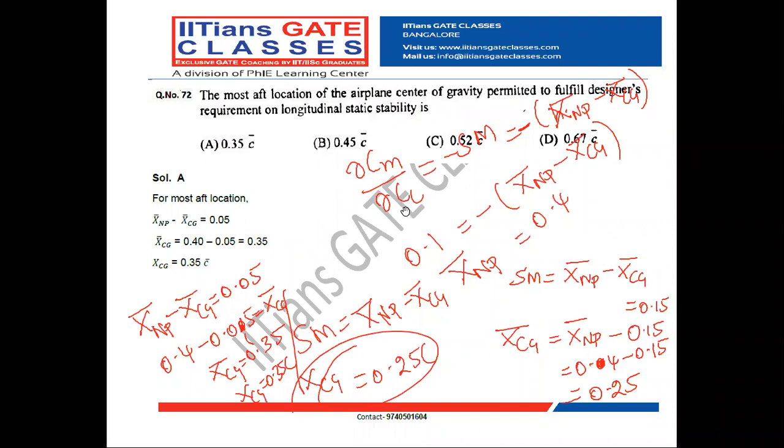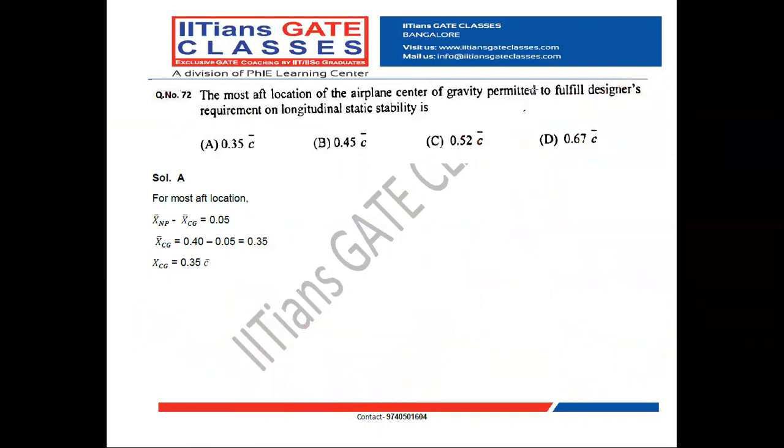Question number 72: the most apt location of CG permitted to fulfill the designer's requirement on longitudinal static stability is option A 0.35 C, option B 0.45 C, option C 0.52 C, option D 0.67 C. So already we calculated the CG location for 5% static margin, which is nothing but 0.35 C. So the most apt location is 0.35 C. So option A is the correct answer. Okay.